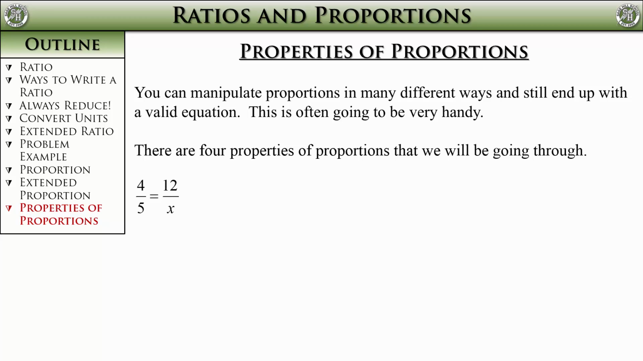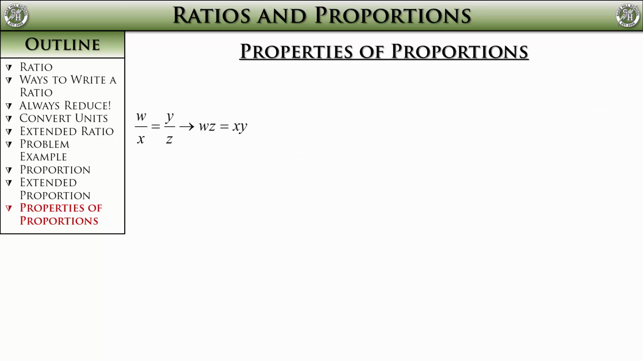When presented with this previously, what did you do to solve it? Most students are taught to cross-multiply to solve it. You end up with 4x equals 60, and thus x equals 15. That is the first property of proportions. We can generalize it a bit. If you take a proportion like this and cross-multiply it to get WZ is equal to XY, that is known as the cross products property.